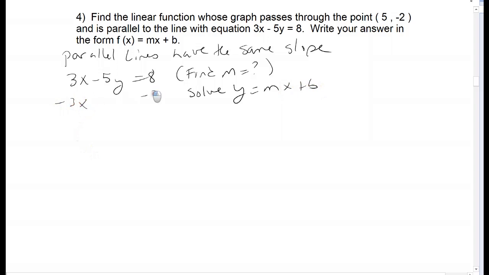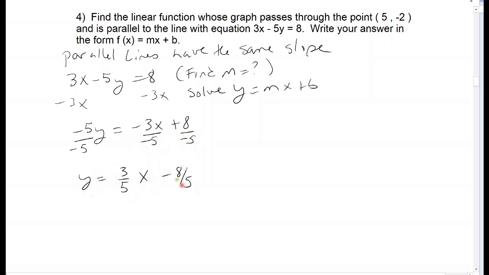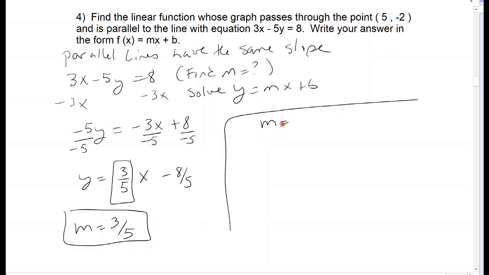The first thing I've got to do is move my x term to the other side. So I'm left with negative 5y equals negative 3x plus 8. Divide by my negative 5. Remember, I divide everything when I divide. And so y equals 3/5 x, because the negatives cancel out, minus 8/5. Now the negative 8/5 isn't important, but that is what the y-intercept would be. What I want is the m part. And so that tells me that line has a slope of 3/5. That line is parallel to the line I'm looking for, and so the line I'm looking for has a slope of 3/5, and then they gave me a point, it passes through the point (5, -2).